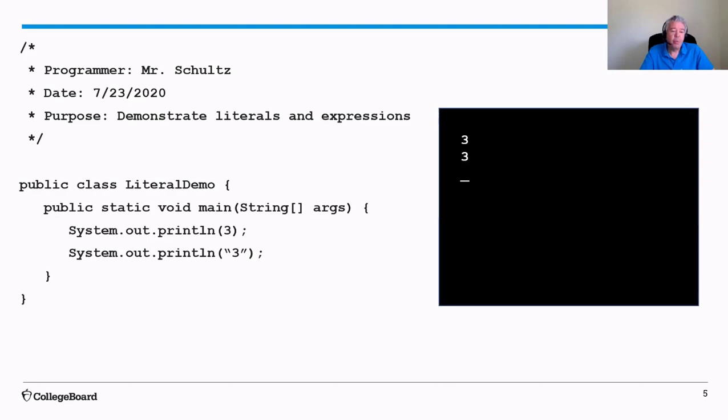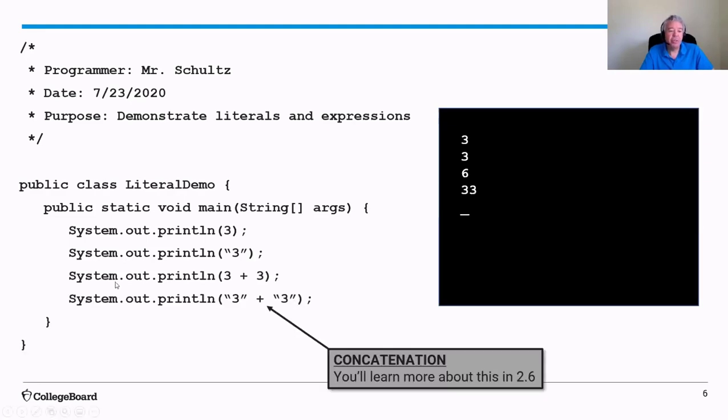The problem comes when we want to start doing actual arithmetic operations. So notice now if I say I want to do System.out.println 3 plus 3, it's going to add those two values together and give me 6, which is what I would want if I'm working with numbers. If I try to add the string literal 3 and the string literal 3, that's referred to as concatenation. You'll learn more about that in 2.6, but the result is that I end up with 33. So it doesn't do quite what I would anticipate if I'm using them as string literals instead of just regular numbers.